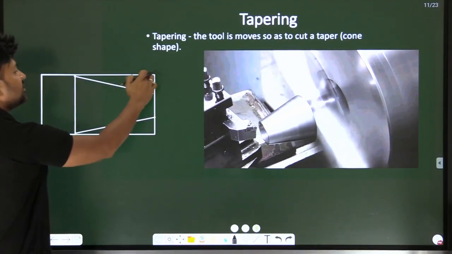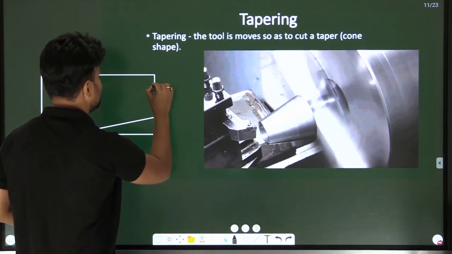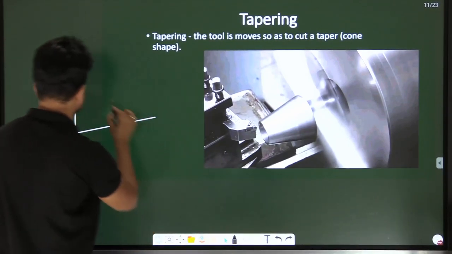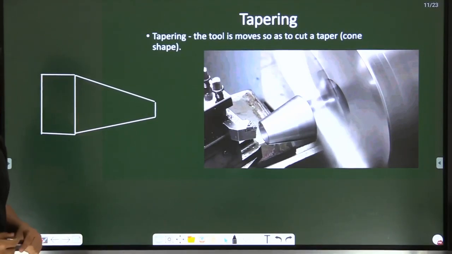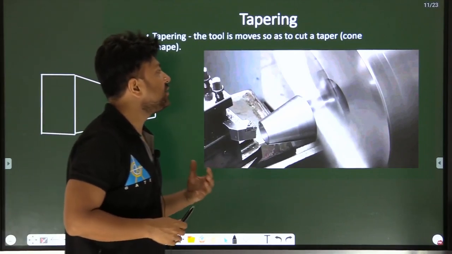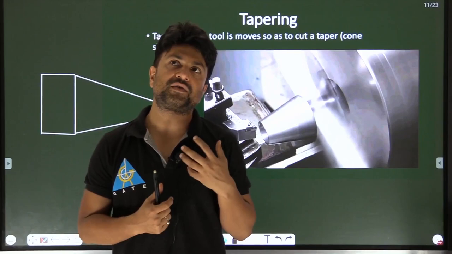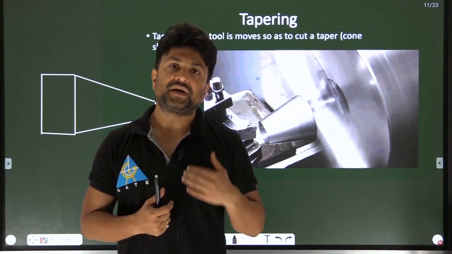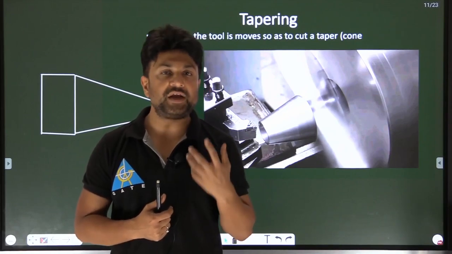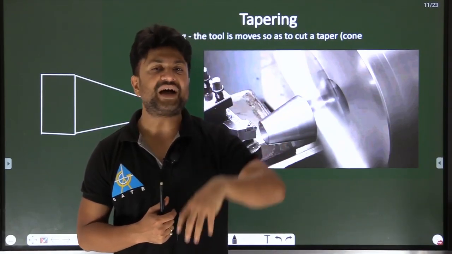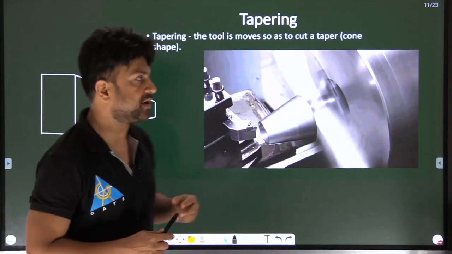So basically this portion is going to be cut, simple. Let me draw again: this tapering portion is going to be produced. To produce this tapering surface, there are 5 to 6 methods. But among these methods, 2 are very important from the GATE point of view, because numericals will come on those methods.